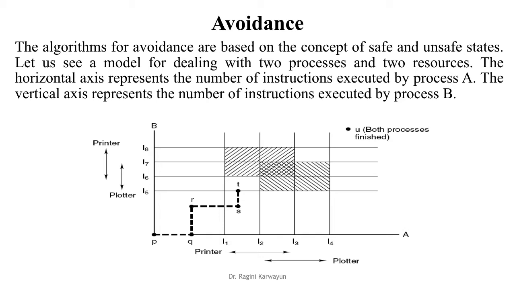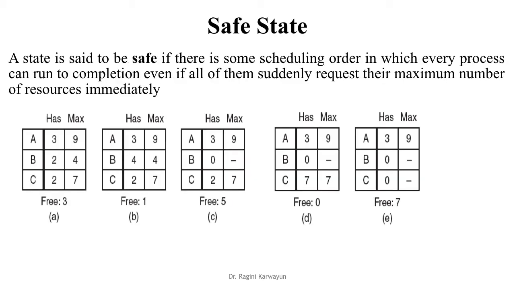So a safe state or unsafe state is not a deadlock state, but if the system enters an unsafe state, then it will eventually lead into a deadlock state until we take some recovery actions. So in the avoidance approach, we try to let the system remain in a safe state. A state is said to be safe if there is some scheduling order in which every process can run to completion even if all of them suddenly request their maximum number of resources immediately.